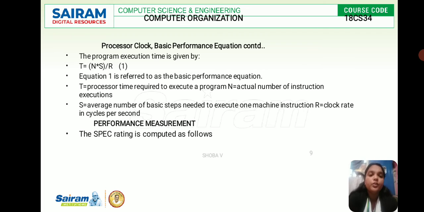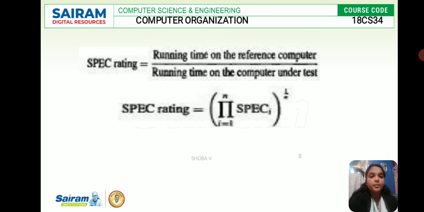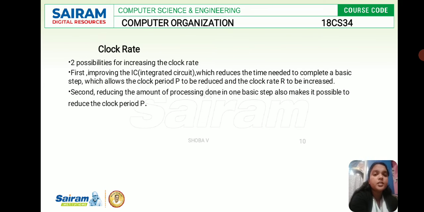We already discussed this performance measurement in the SPEC rating, which is the running time on the reference computer divided by the running time on the computer under test. This is the whole power 1 by n, we can say here. And this is the clock rate.